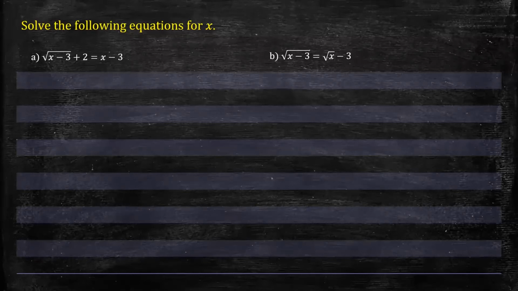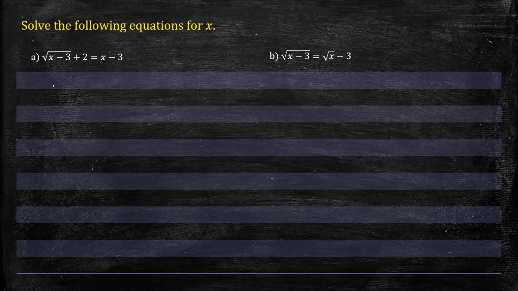In this lesson, you'll learn how to solve equations that involve surds. In the first question, we have the square root of x minus 3 plus 2 equals x minus 3, and we want to find the value of x. So one approach here is to isolate the root sign on the left side.